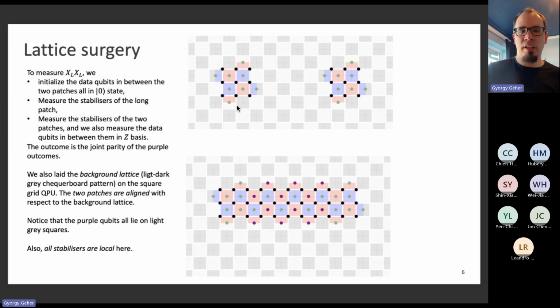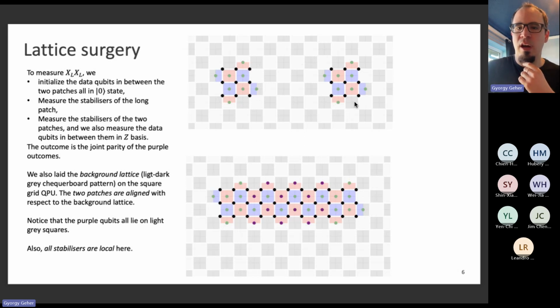If we were to measure, let's say, Z tensor Z, then we could merge with a U-shaped patch, again using just local stabilizers. And the crucial reason why we can do that is seen by a coloring argument. When you want to obtain the X tensor X logical outcome, you have to multiply together these purple outcomes. And you can see that they are always on top of the same colored squares. So they follow a checkerboard pattern. And if you were to measure Z tensor Z, then these outcomes would be on top of the gray ones instead of the white ones.